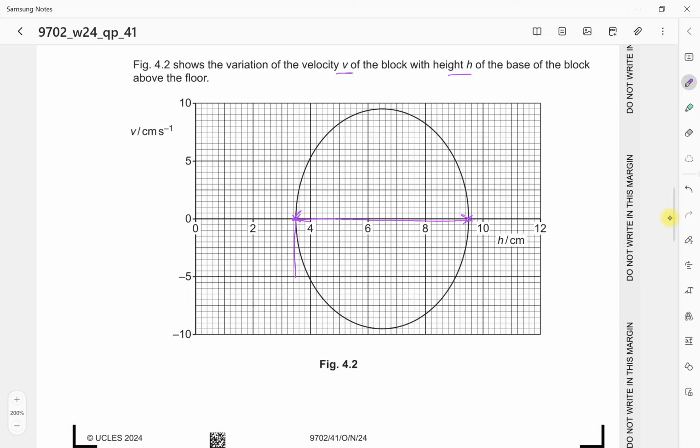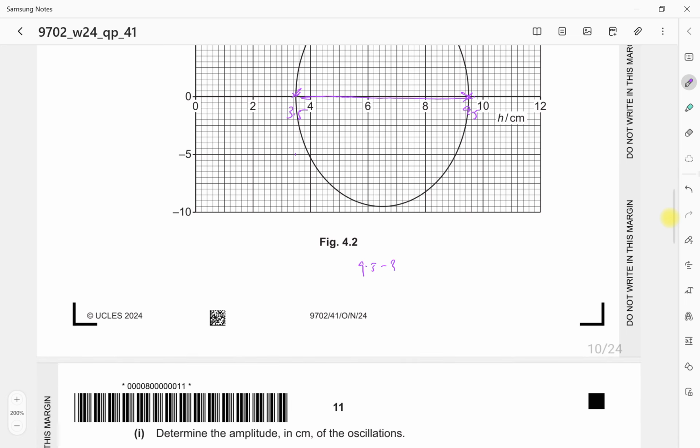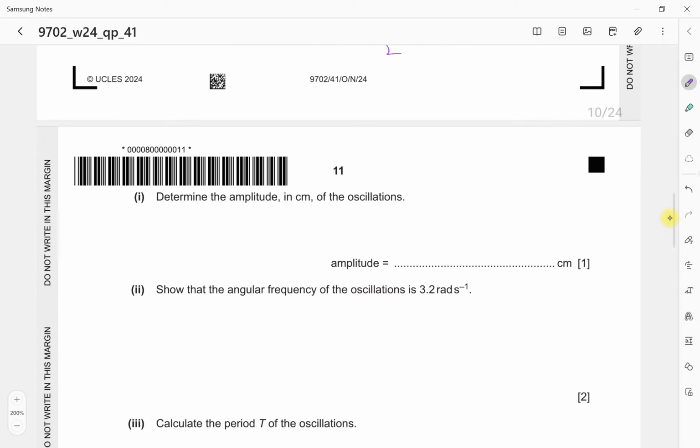I think this is 3 point something, 3.5. So here we have 3.5, and here we have 9.5. So the amplitude, which is also x naught, is 9.5 minus 3.5 divided by 2. The diameter of that circle divided by 2. So that is 3.0.